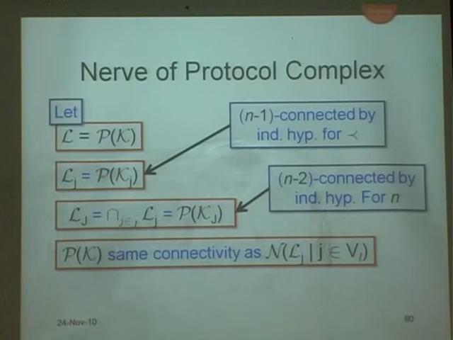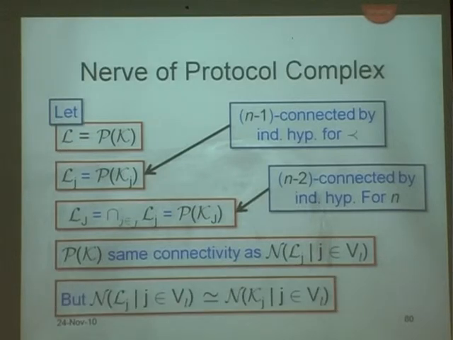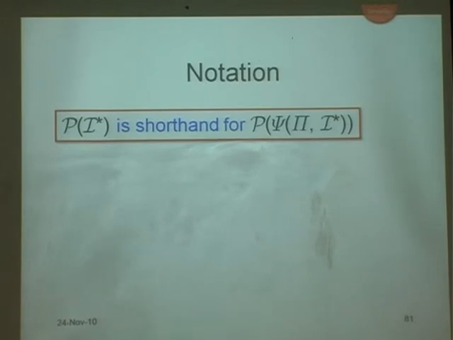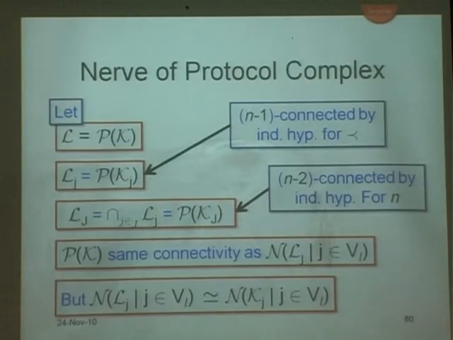So that says that the protocol complex has the same connectivity as the nerve of the L sub J's. But we saw in the previous theorem that these nerves are isomorphic. And we know that this is connected, so that's basically the proof. So this is the same thing we did last time, except I've reorganized it in a slightly more systematic way.